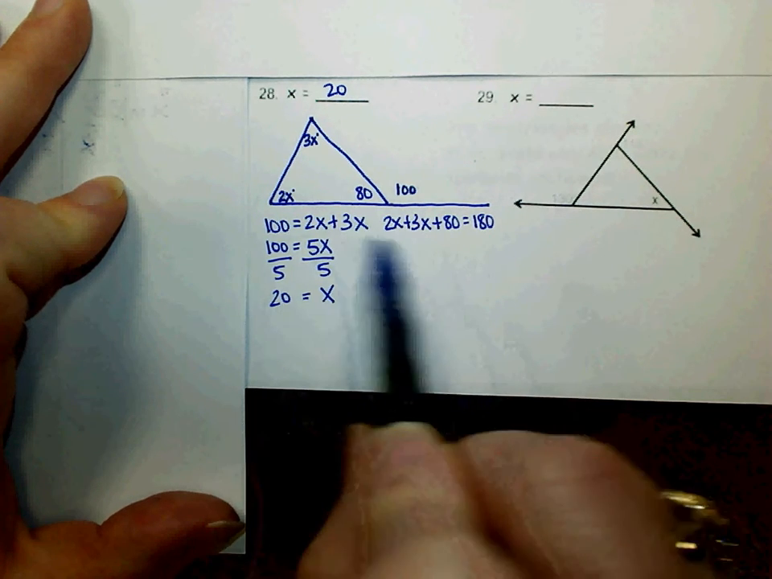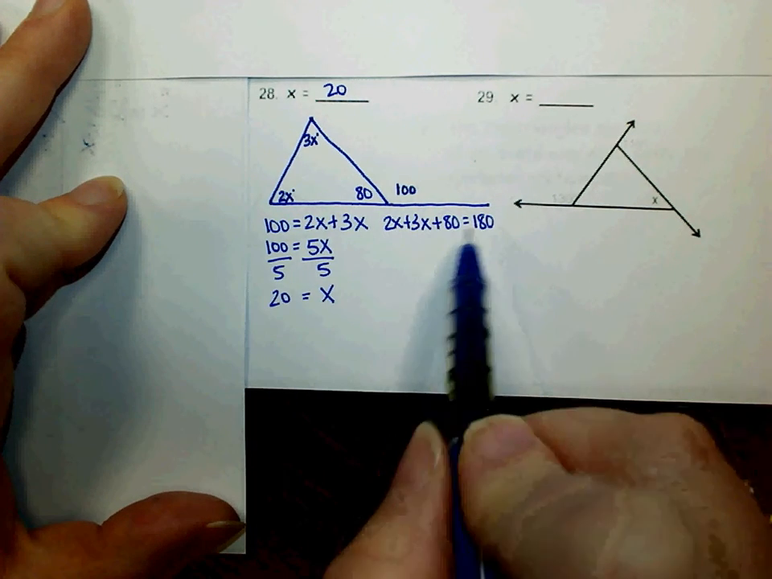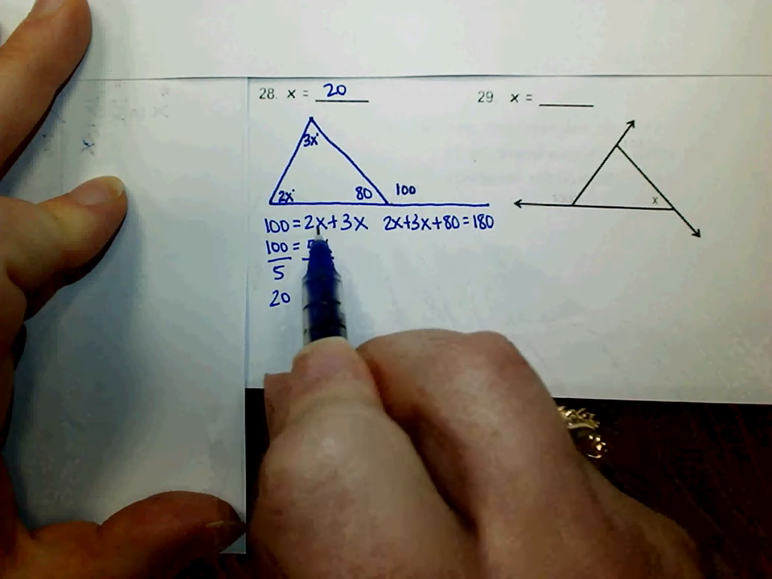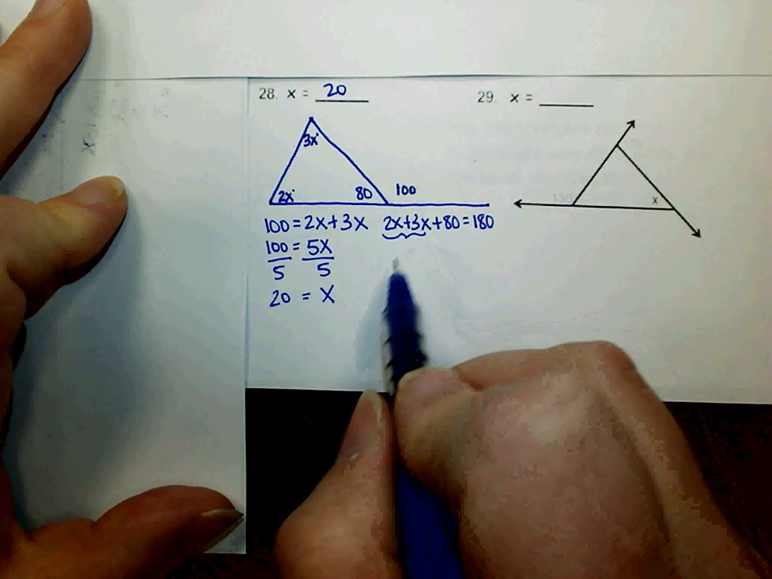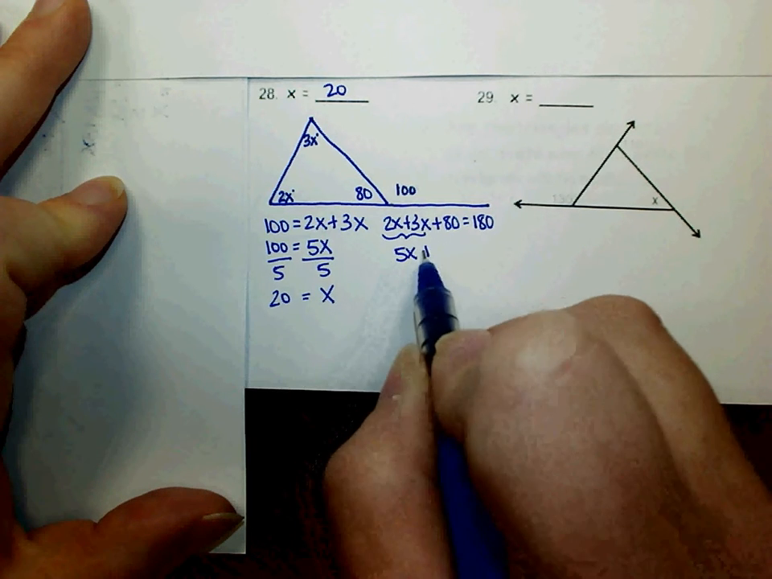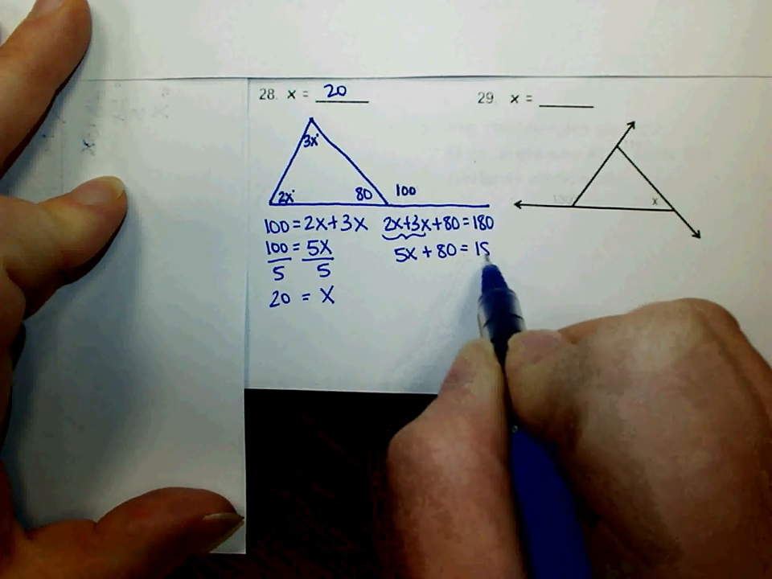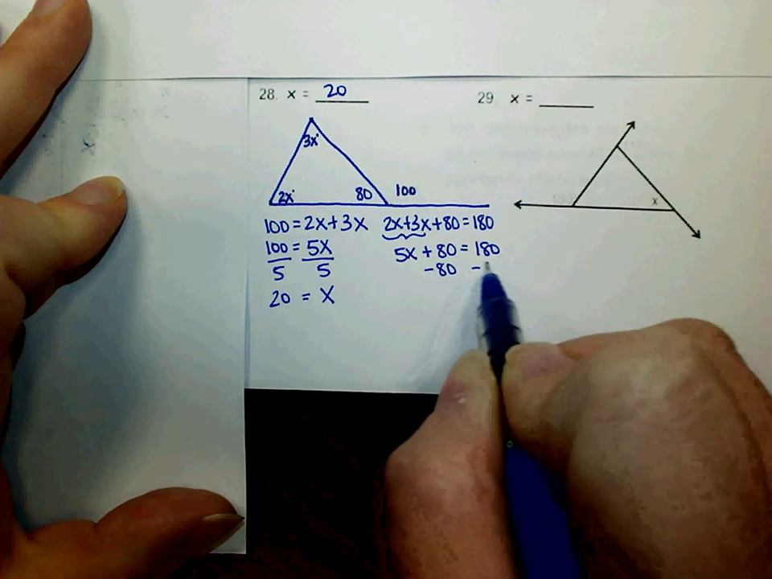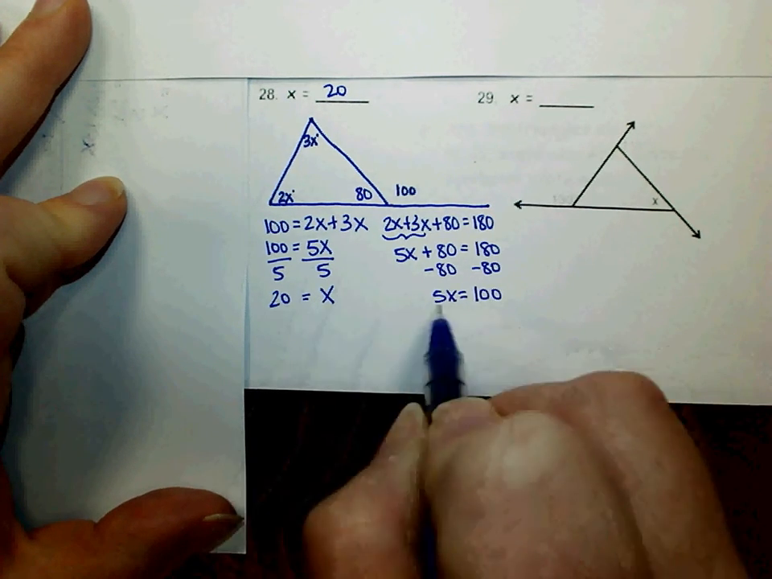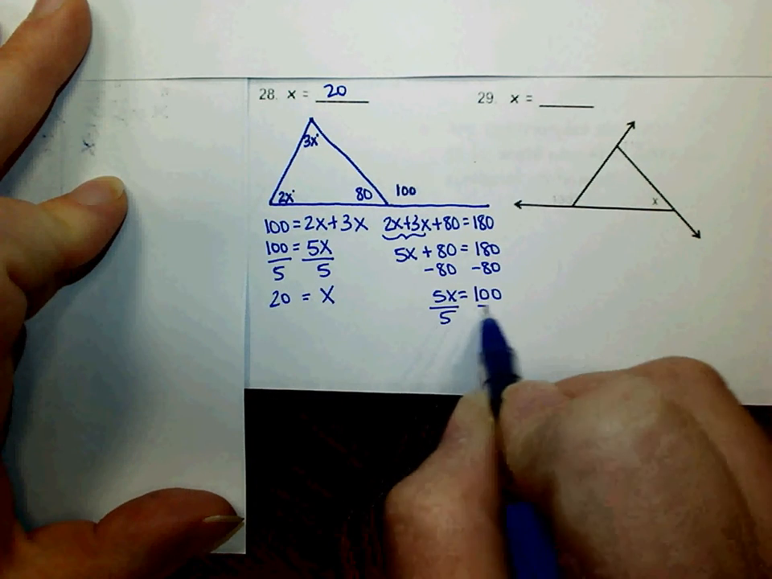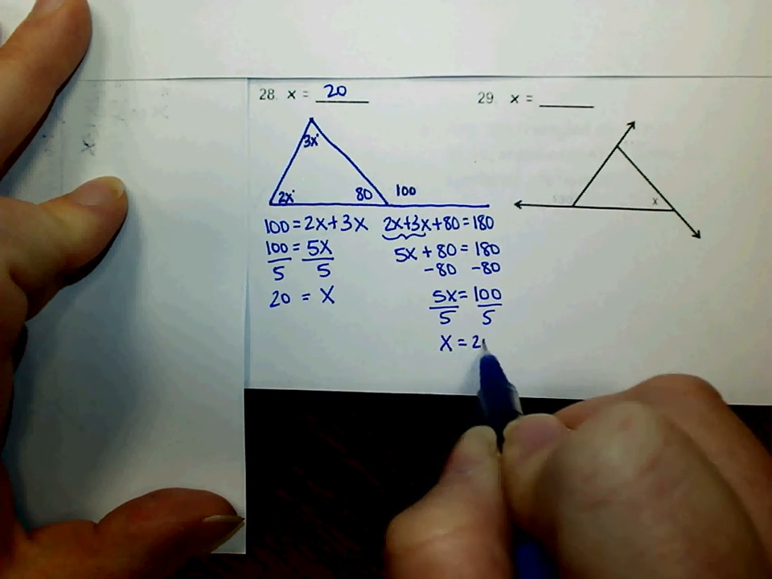It's really the same equation. If we subtracted 80 from both sides here, we would get the 2x plus 3x equals 100. So we can combine our like terms. 2x plus 3x is 5x. And then we can undo the addition by subtracting 80 from both sides. And then we have 5x equals 100, just like we do here. Dividing by 5 gives us x equals 20.